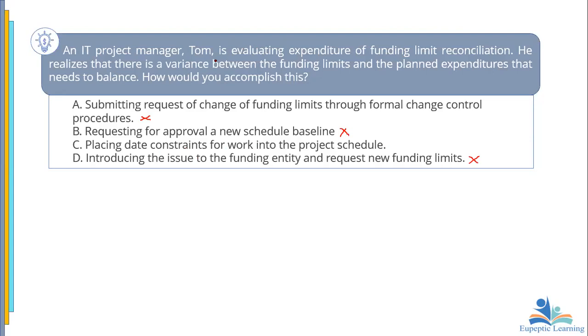Exactly. So it's an IT project manager, Tom, evaluating expenditure or funding limit reconciliation. He realizes that there is a variance between the funding limit and the planned expenditure that needs to balance. So it's something you have to do. If it is not balancing, when you go, they will not give you the money. So these are things that you should look at.